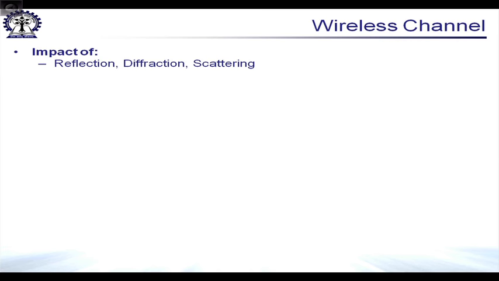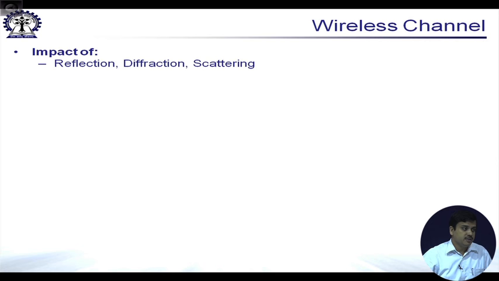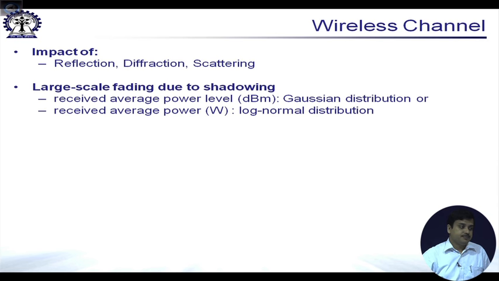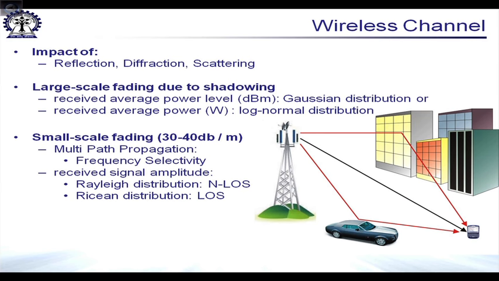The factors which influence the channel are the propagation factors, which are basically reflection, diffraction and scattering, which we have been mentioning. We divide the study of the channel into two broad categories, large scale fading and small scale fading. Large scale fading models capture the effect of signal fluctuation over large separation distances between the transmitter and the receiver. Whereas, small scale fading models capture the effect of signal strength fluctuation across small separations.